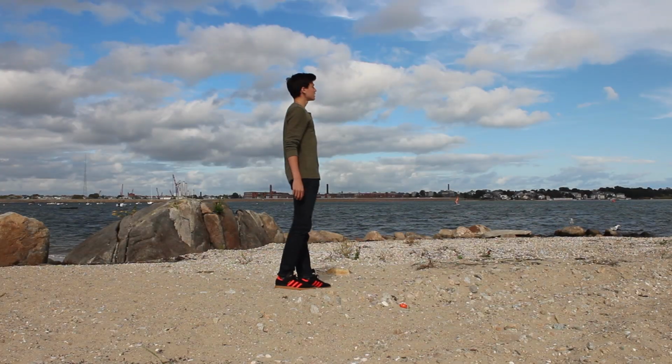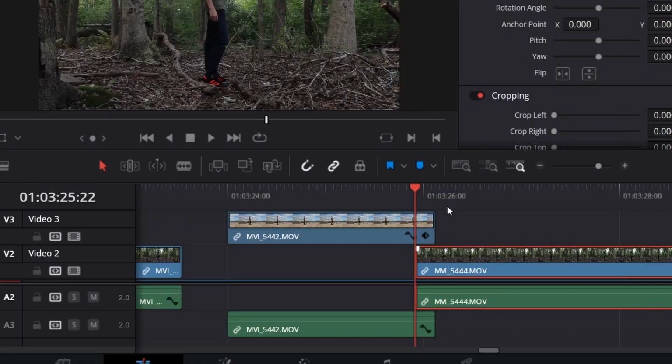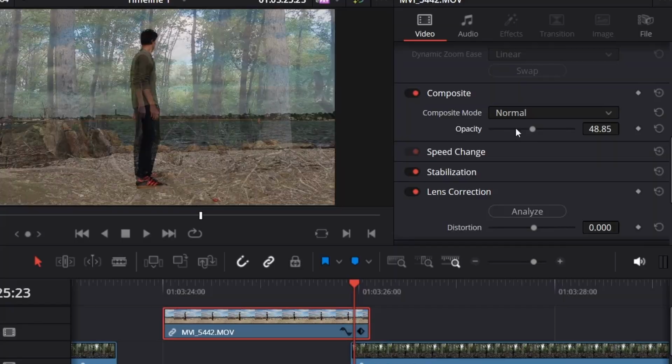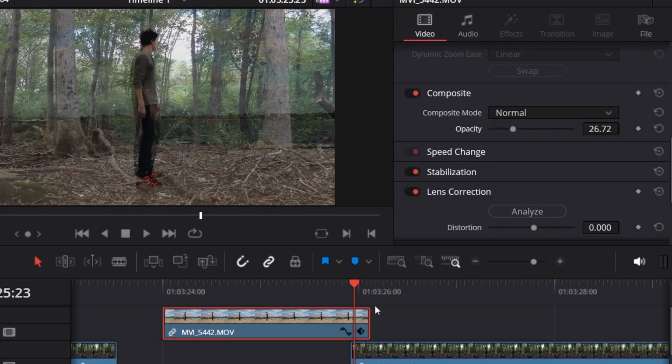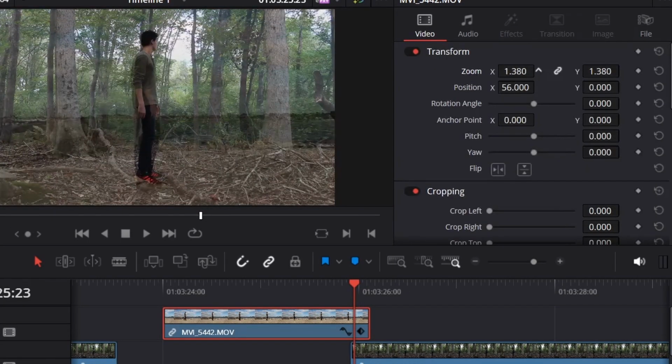Now, straight out of camera, this transition did not look that good, so what I did to fix that in the edit was I overlaid the clips on top of each other, and then I just changed the opacity of one of them, and then manually moved it around and changed the size so it would be perfectly lined up.